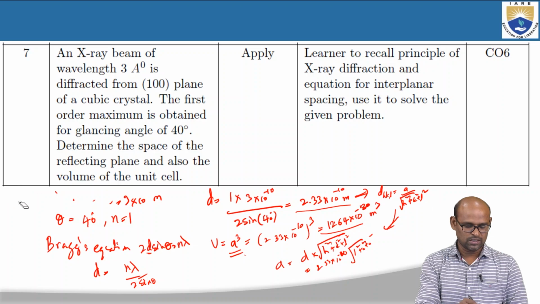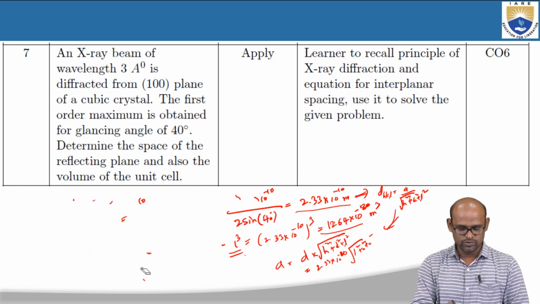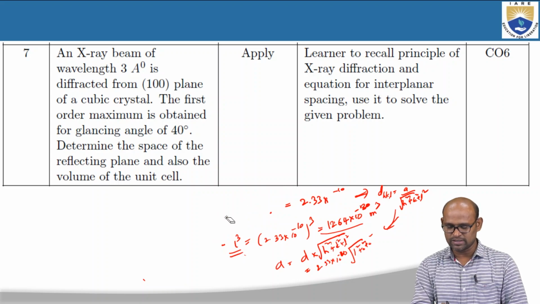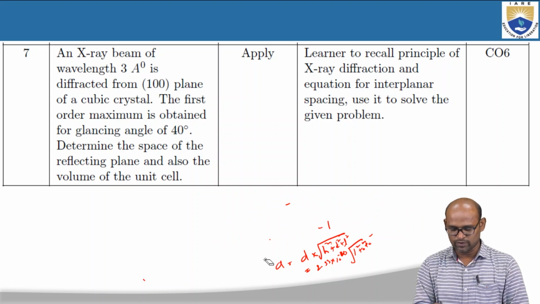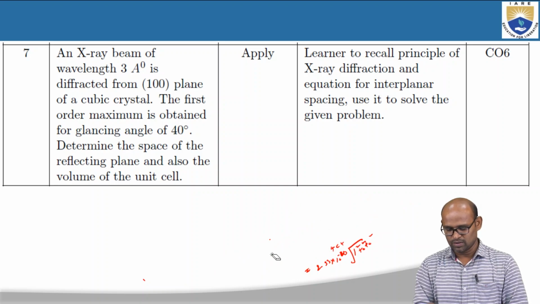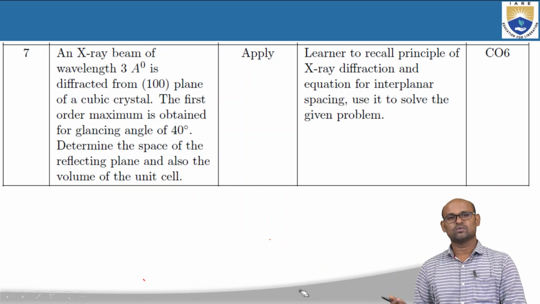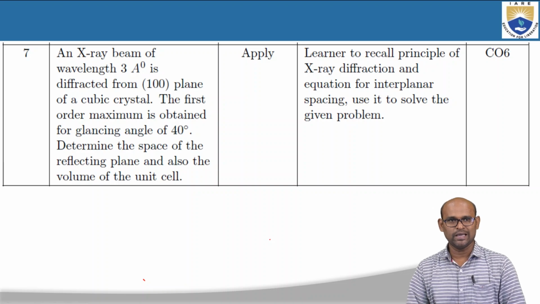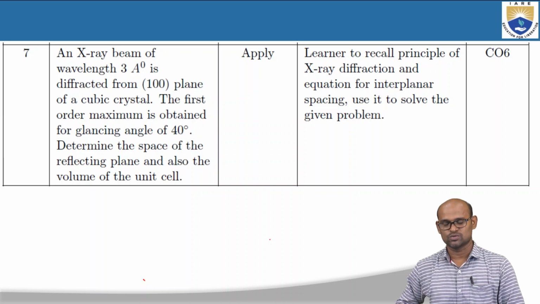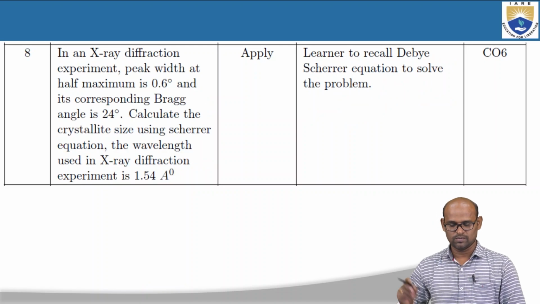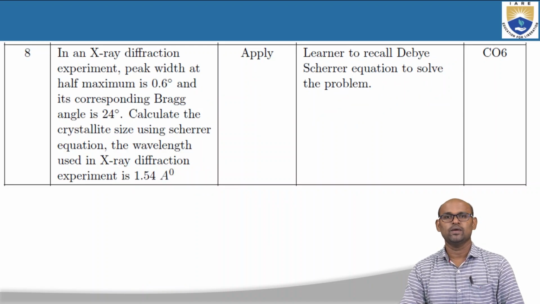So let's go to the next problem. So here also we have used Bragg's equation first to calculate the interplanar spacing. Once after calculating the interplanar spacing, we have used the volume of a cubic unit cell, V is equal to a cube. So we have calculated a from the interplanar spacing equation, d is equal to a by square root h square plus k square plus l square. So let's go to the next problem, 8th problem.